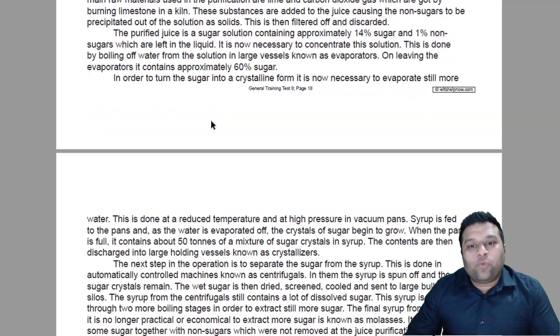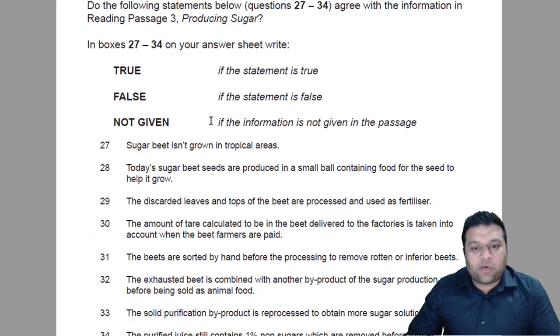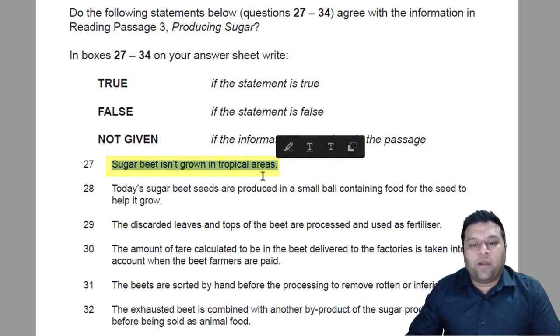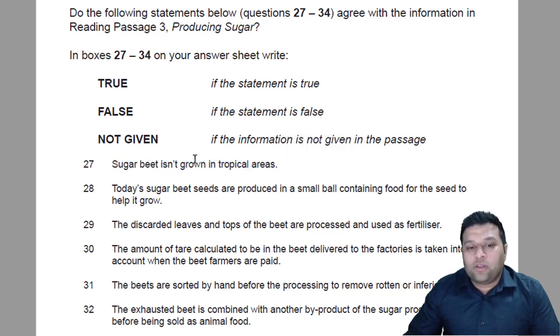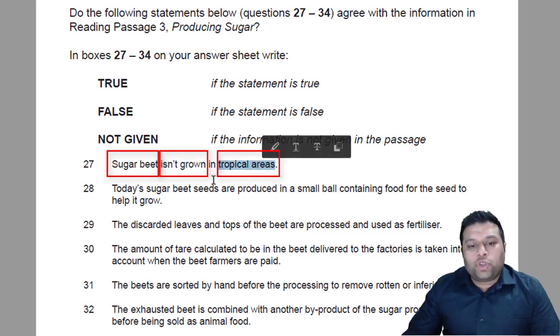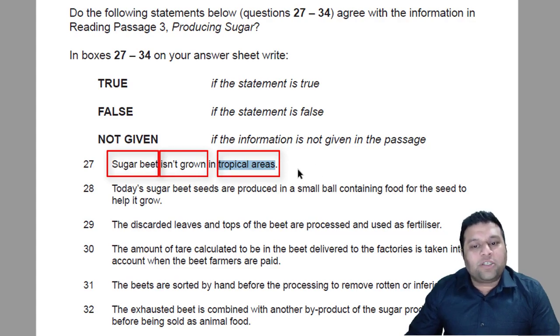So let's try this one. These are a little more difficult. Let's try these ones. So question number 1 says sugar beet is not grown in tropical areas. Guys, always read the question first, circle your keywords. Sugar beet isn't grown tropical areas, right? So sugar beet is not grown in tropical areas. I'm spending time to read my question quickly, properly.